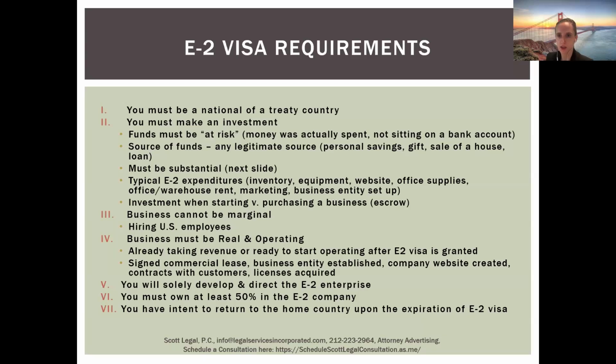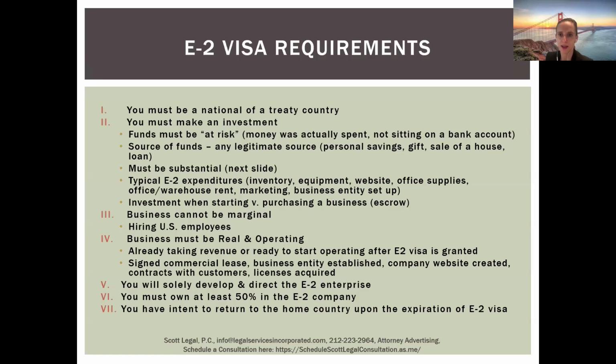So, what does this mean? What is investment? How much money do you have to invest? Where can the money come from? So let's go over all of these. The E-2 funds you are investing must be at risk. And so this means that, at the time you are applying for the E-2 visa, the money has to be already spent, invested in the US on various expenditures if you are starting a business, or if you're buying a business, the money had to be transferred already to the seller, or possibly to an escrow agent.